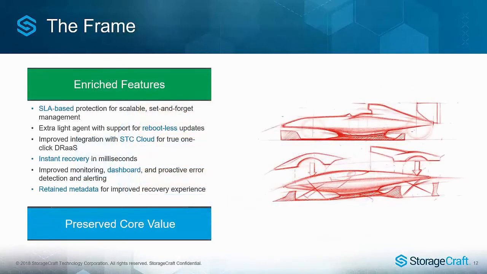Then we had to start looking around, what do we need to start looking at? So one of the big things is that when we start going into this single UI, how do we start managing things at scale? So when we start bringing in this idea around an SLA-based data protection, we had to start getting to rebootless updates for our agents.